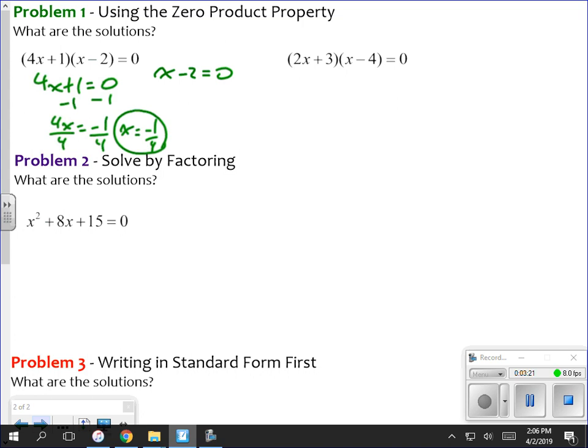And then I do the same thing with the second one. x minus 2 equals 0. I add 2 to both sides. x equals 2. And that's how you do that. Set each factor equal to 0. Solve for x, solve for x. So those are your answers. Do the second one.